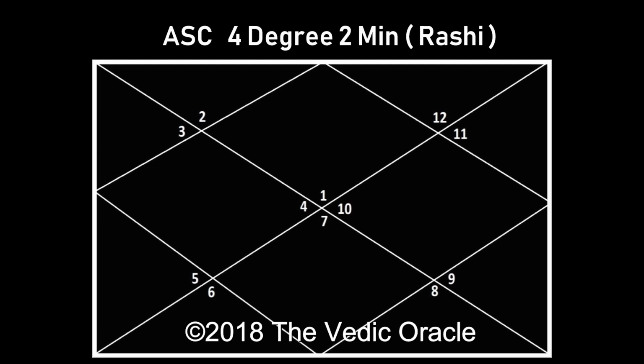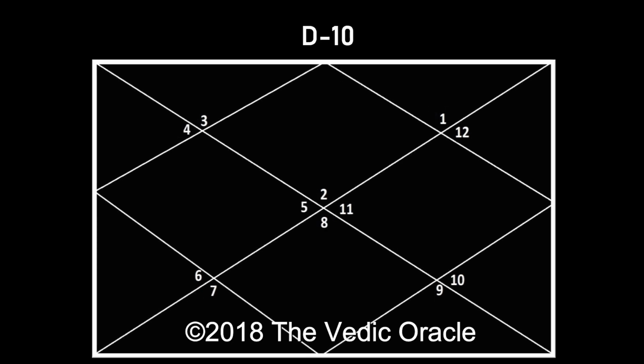Now suppose you have Aries as your rising sign, but now the degrees have changed. It's 4 degrees 2 minutes. Now 4 degrees 2 minutes falls in the second Dashamsha, which means 3 to 6. Okay, 0 to 3 degrees it's the first Dashamsha, 3 to 6 degrees it's the second Dashamsha. So therefore 4 degrees 2 minutes falls in the second Dashamsha. Now count 2 places from Aries, which means Taurus will be the rising sign in the D10 chart.